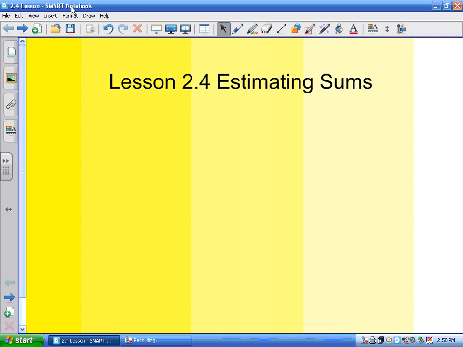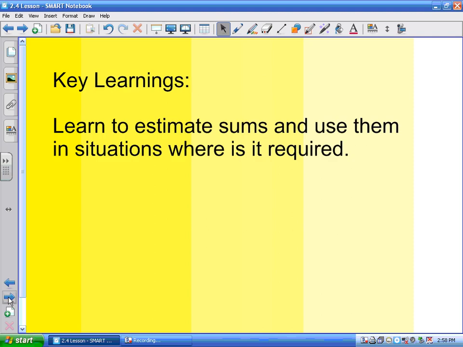Lexi, turn around. All right, we're going to do lesson 2.4 now, which is something a little bit different for you. It's called estimating sums. Now, in estimating sums, we're going to use your ability to do an estimate to find out what the answer should be, and you should know where you should estimate and where you shouldn't.